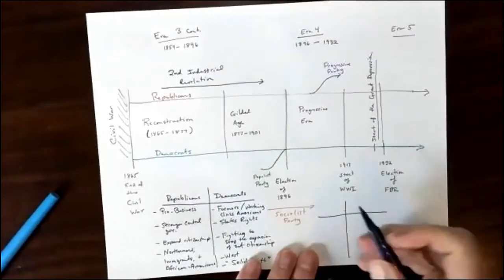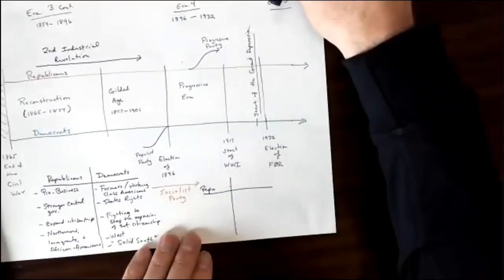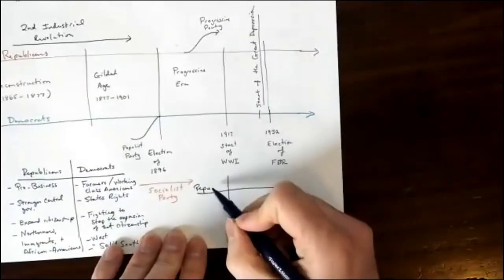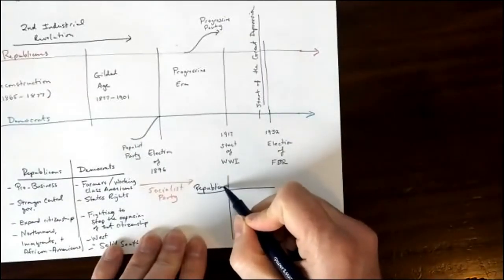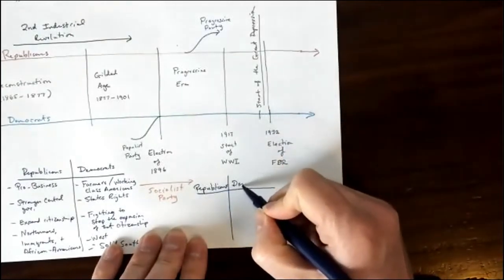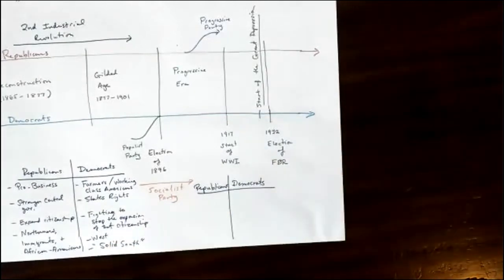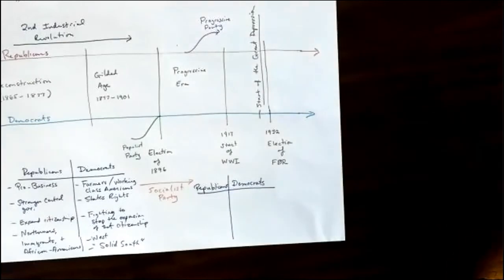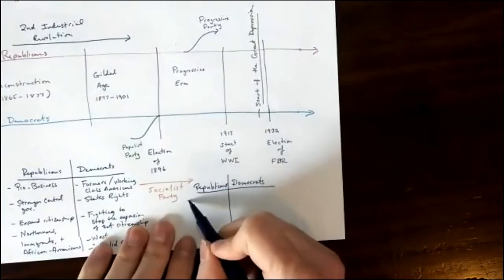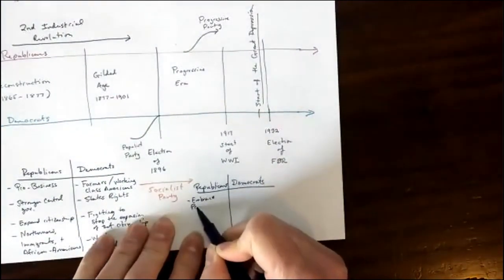Okay. So on the one hand, you've got the Republicans, and on the other hand, we've got the Democrats. Okay, so what defines them? Now, I told you that the Republicans are going to dominate this time period, and the Republicans are important because they're more likely to embrace, in this time period, progressivism.